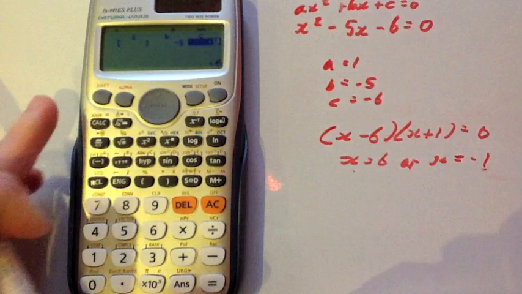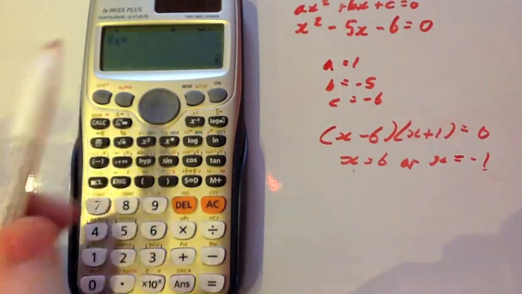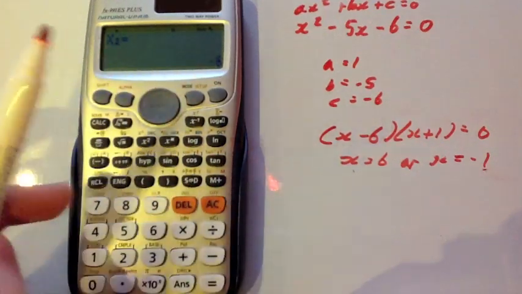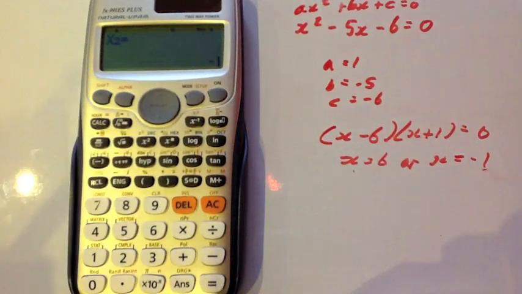Okay, let's just press equals and see what happens. So press equals, our first answer, x is equal to 6, or x1 is equal to 6, and press equals again, and you get your second answer, -1.